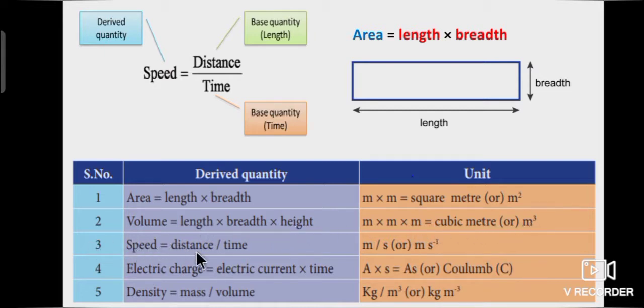Then speed is equal to distance divided by time. The unit of speed is meter per second. Then electric charge is equal to electric current into time. The unit of electric charge is coulomb. Then density is equal to mass divided by volume. The unit of density is kilogram per meter cube.